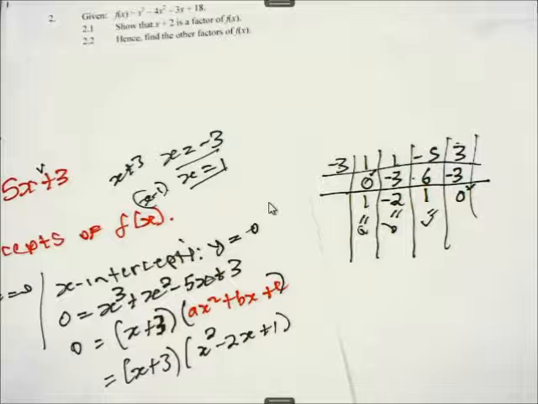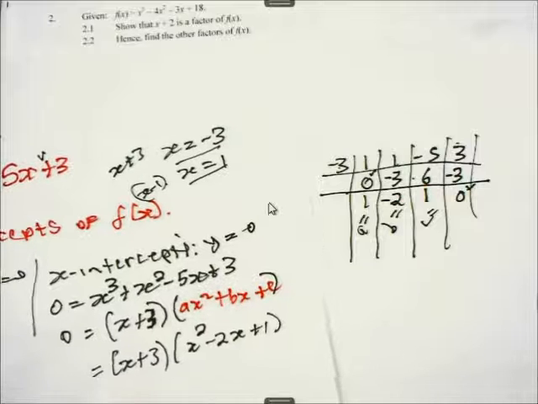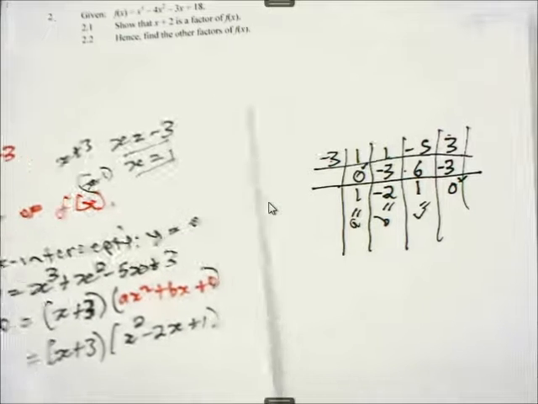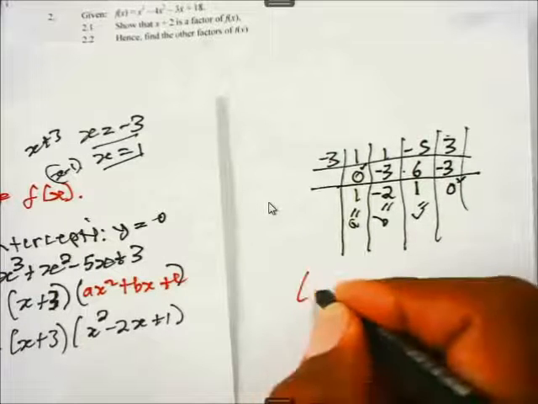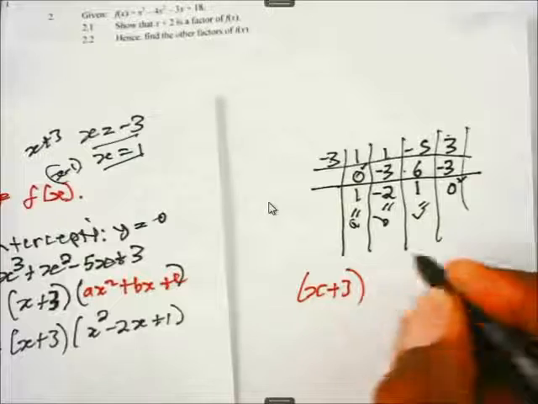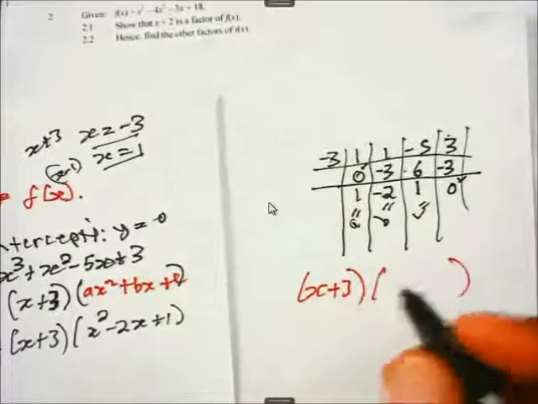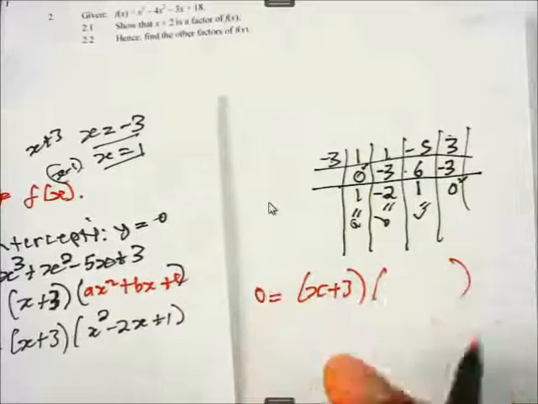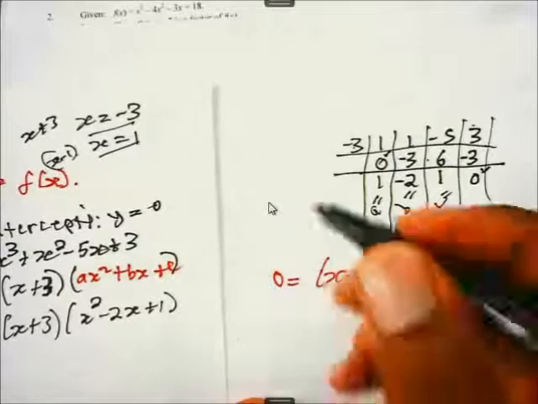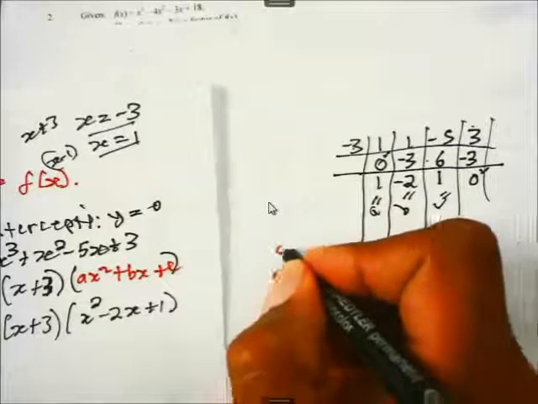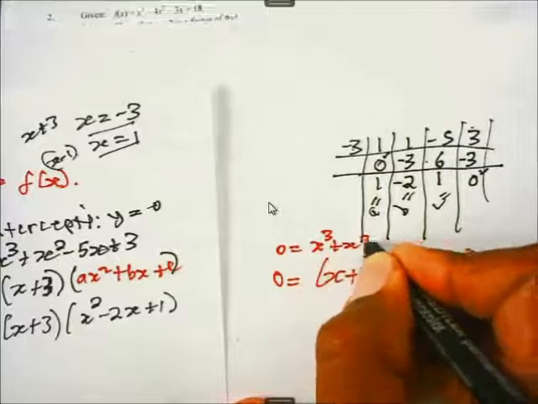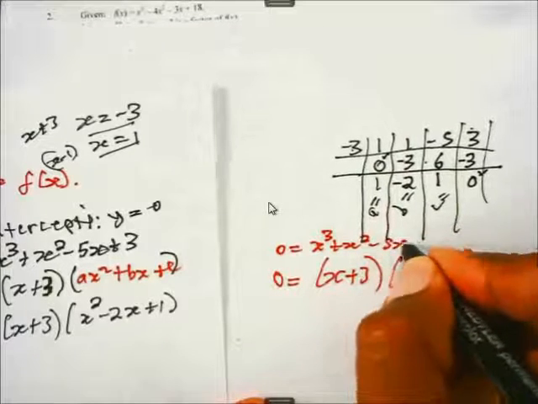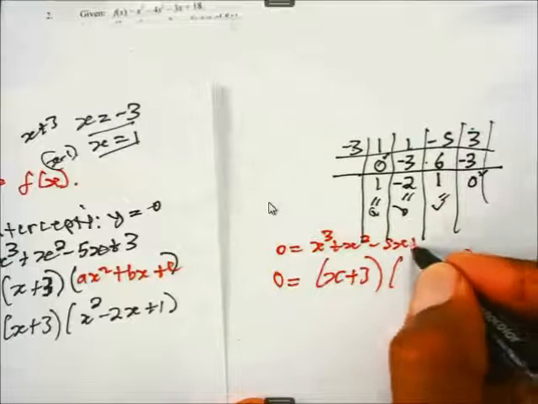Right, boys and girls, like I said earlier on, there are, of course, many ways. One can also say, of course, remember now we have x plus 3 here, and also we have the bigger brackets there is equal to 0. Is that correct? And now we say, our equation there is 0 is equal to x to the power of 3 plus x squared, and then minus 5x, and then plus 3.